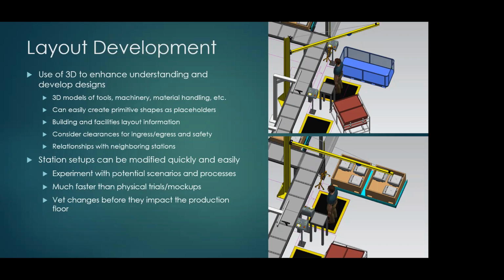Basically, it's select something you'd want to move, drag it to the new desired location. We can take dimensions and really evaluate the new layout and the new process. So this allows us to experiment with potential scenarios and processes much faster than physical trials. And again, we always want to vet anything before we allow it to impact the production floor.